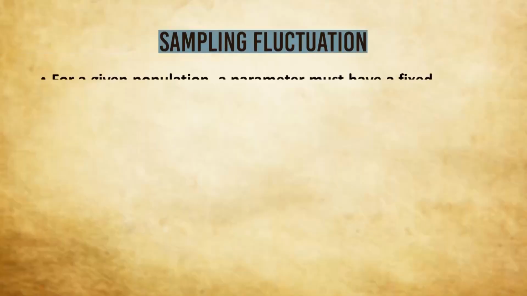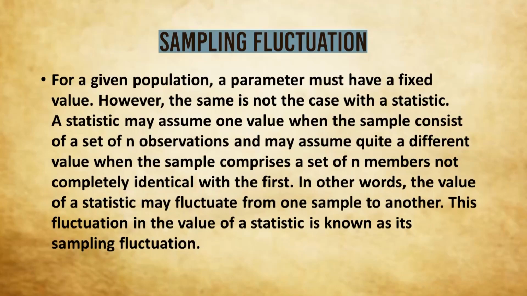Now see, for a given population, a parameter must have a fixed value. Like the population mean, it must be fixed for a given population. But will a statistic remain fixed from one sample to another? Not necessarily. Suppose there are 2000 individuals in a population and I am interested in height, and my resource permits me to draw a sample of size 10, that is, 10 individuals will be selected by me. I select 10 individuals randomly and measure their height. So the sample mean I have calculated.